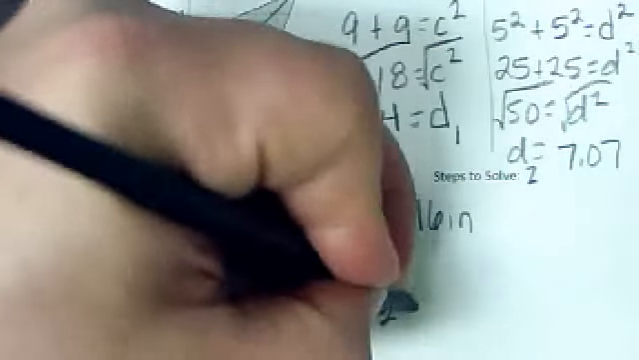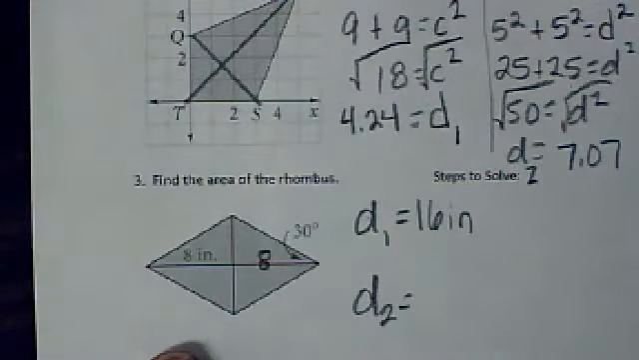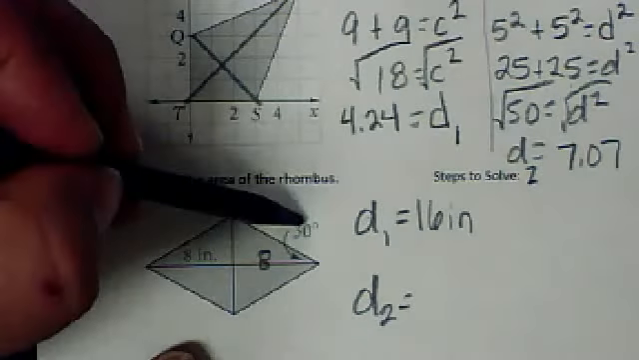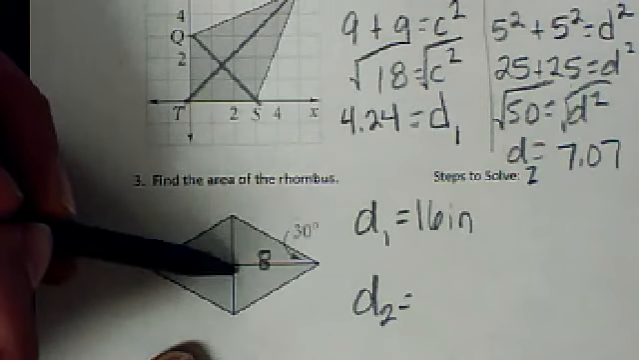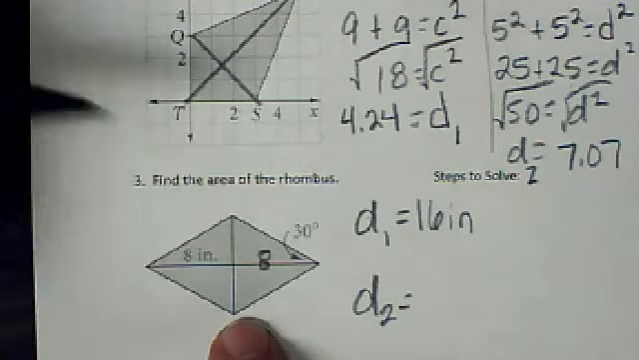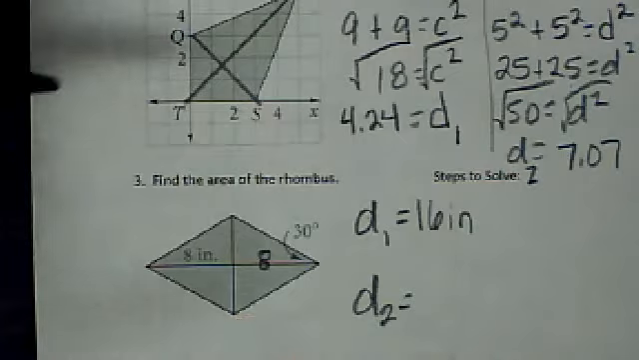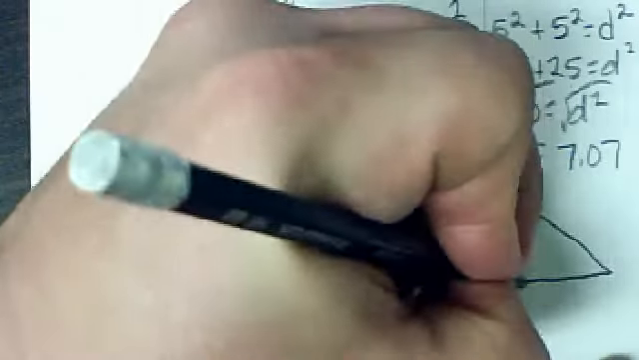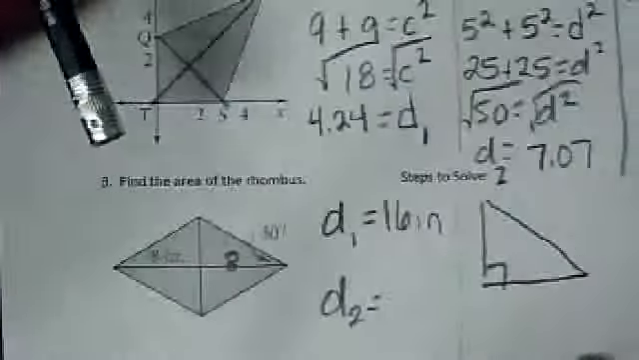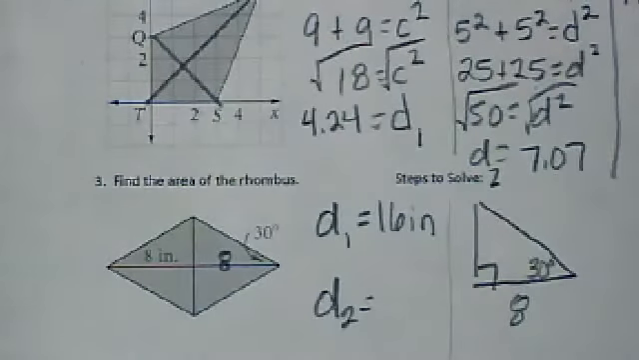But what I do not know is what diagonal 2 is going to be. So I'm going to use this 30-degree angle and this 8 to figure out what this length is of this rhombus, and then double it to get my full diagonal 2. So on the right-hand side, I'm going to re-illustrate my triangle. Beautiful drawing. So again, you can use special right triangles or you can use trig. Okay, I'm going to use trig because I like trig.